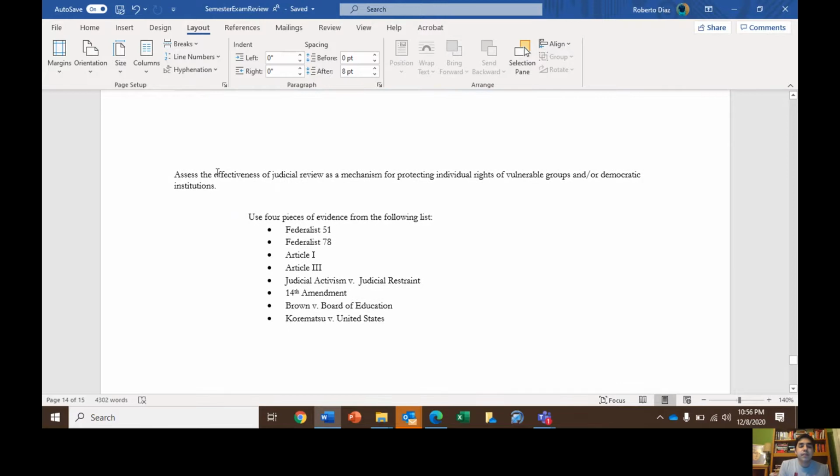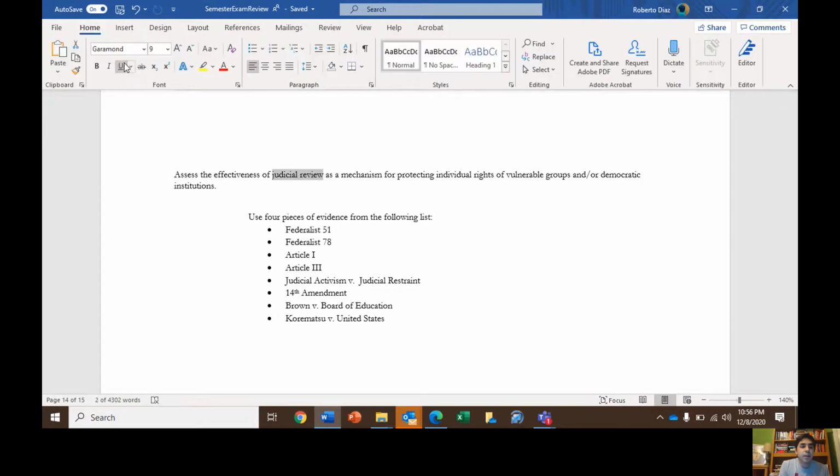The prompt is assess the effectiveness of judicial review. We've talked about judicial review a lot, and we talked about it being a peculiar and unique feature of the American legal system as a mechanism for protecting individual rights of vulnerable groups and/or democratic institutions. That and/or allows someone to engage in a broad discussion.